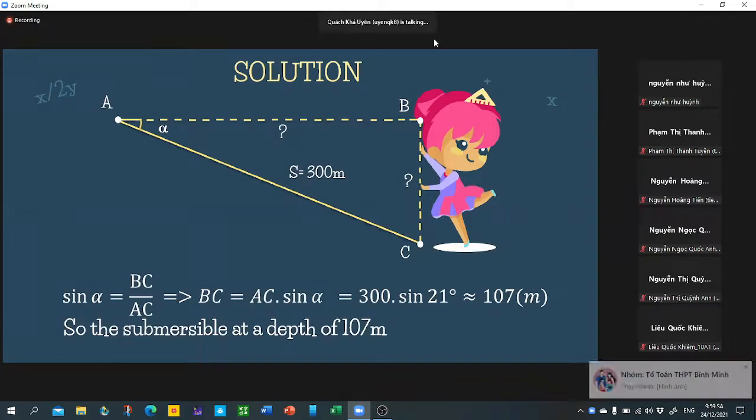In the solution, we have sin alpha equal BC over AC, so we have BC equal AC multiplied by sin alpha equal 300 multiplied by sin 21 degrees, approximately 107 meters. So the depth is 107 meters.